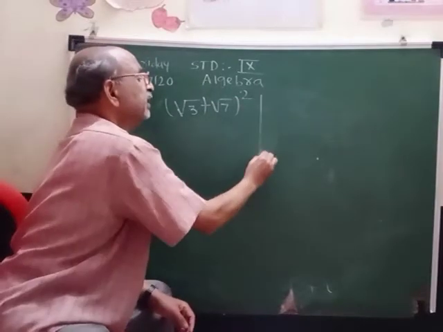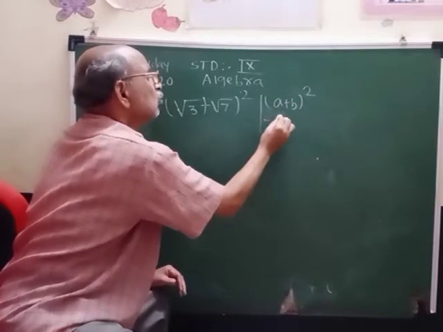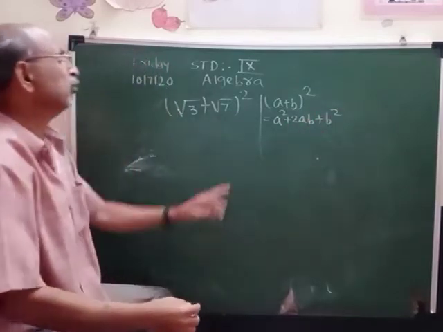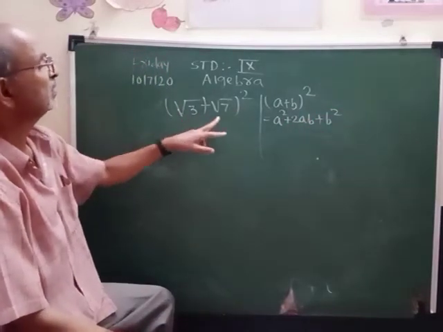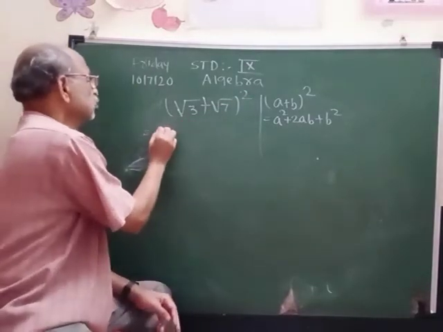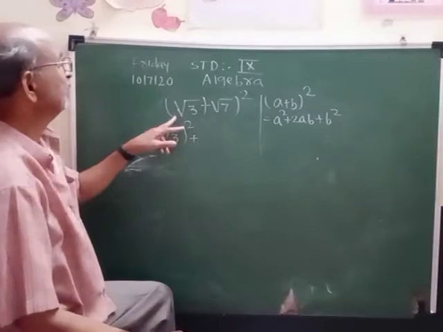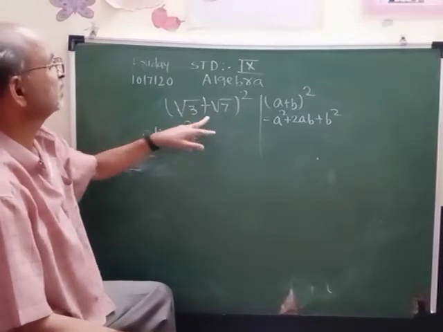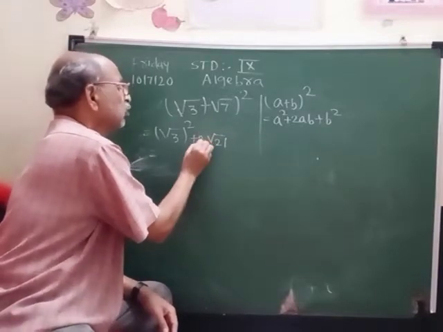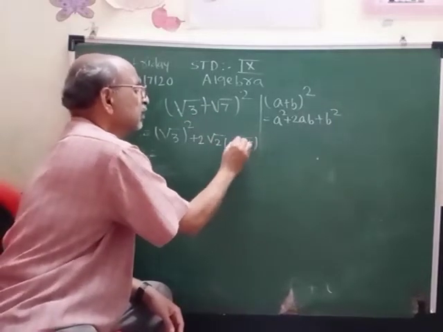First, the identity is (a plus b) bracket square is equal to a square plus 2ab plus b square. This identity we have to use for this because this is a, this is b, and bracket square. So according to that, the first term is root 3, so root 3 square, plus multiplication of these two terms. Now both are irrational, so we can multiply. 3 times 7 is 21, root 21, and 2 times, plus root 7 square, last term square.